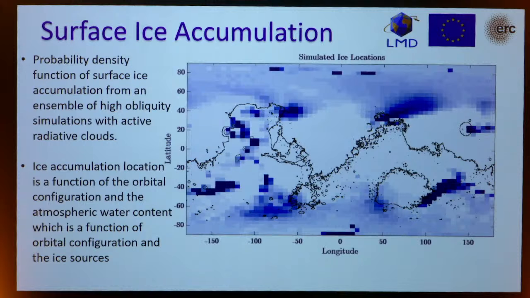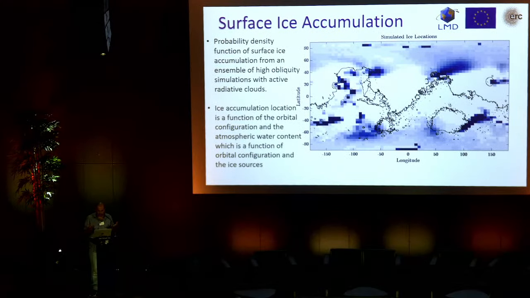I show a probability density function of the surface ice accumulation from an ensemble of obliquities between 25 and 45, of course with the active radiative clouds, and we can see that basically ice can be deposited in many locations. It can be deposited on Tharsis, in Elysium, in Utopia Planitia, in Arcadia Planitia, around Hellas, and basically next to the gyre. But basically, we can put ice almost everywhere. It depends on the amount of humidity in the atmosphere and what the orbital configuration is.